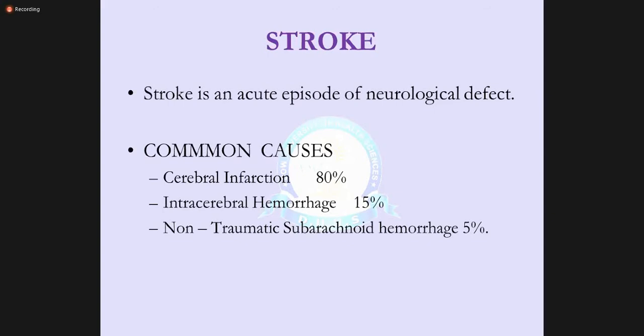So, what is a stroke? Stroke is an acute episode of neurological deficit. What are the common causes? Cerebral infarction, which is almost 80% of cases. Intracerebral hemorrhage, which accounts for 15%, and non-traumatic subarachnoid hemorrhage, which accounts for 5%.